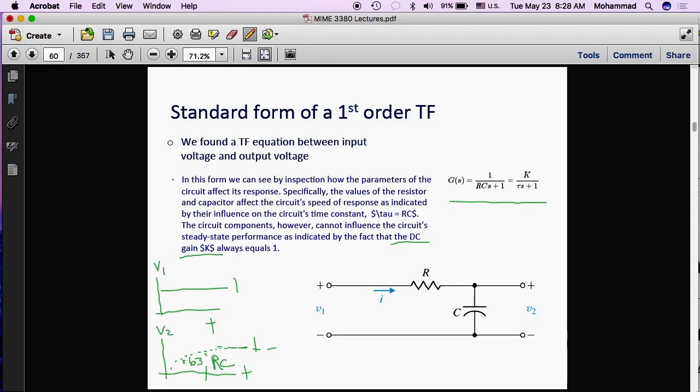Now, if V1 is 2, if you apply 2 volts to it, what will happen to the response? It simply will amplify. The exact same shape, but the steady state response would be 2. Why? Because this is a linear system. So if you double the input, the output simply will double.